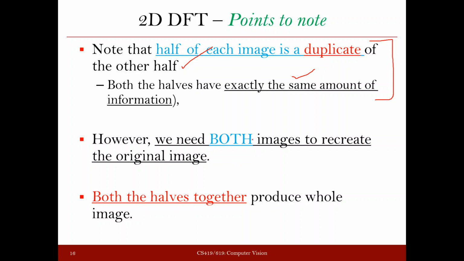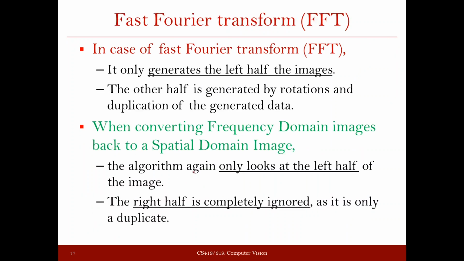And the second point: though both halves contain the same information, if you want to reconstruct your image back from the Fourier domain to the original domain, you need both the components, both the parts. It's not that you need only half; you need both the parts to recreate the image. So if you want to produce the whole image back, we need both the parts. Okay, so please remember these points.